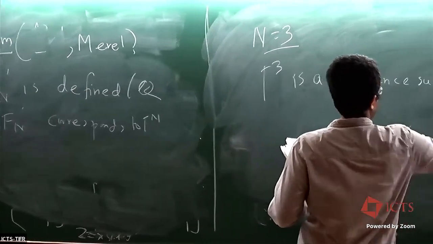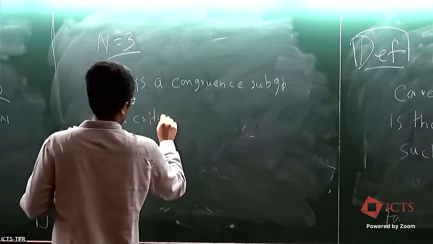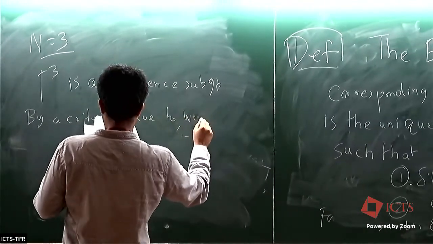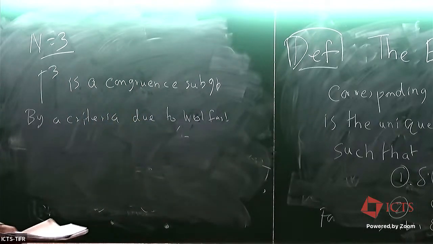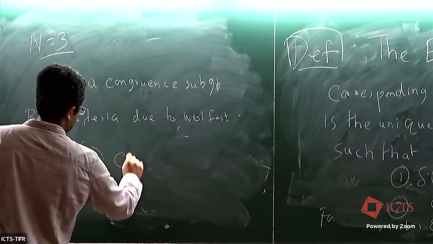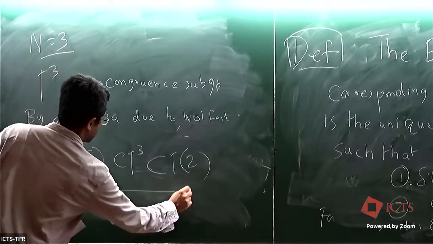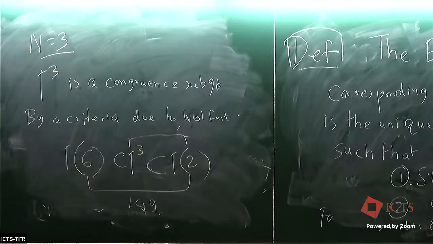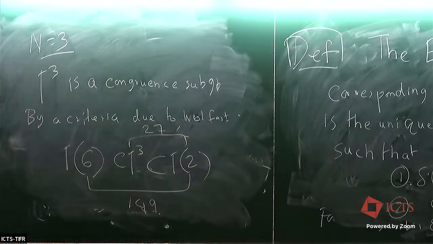And if gamma 3 is a congruence subgroup, there is an old criterion due to Wohlfahrt. Yeah, sorry, his name maybe, this is correct. Wohlfahrt: you have this gamma 6 contained in gamma 3, contained in gamma 2, but this index is 149 and this index is 27. So you cannot have that. So this gamma upper 3 is not a congruence subgroup.